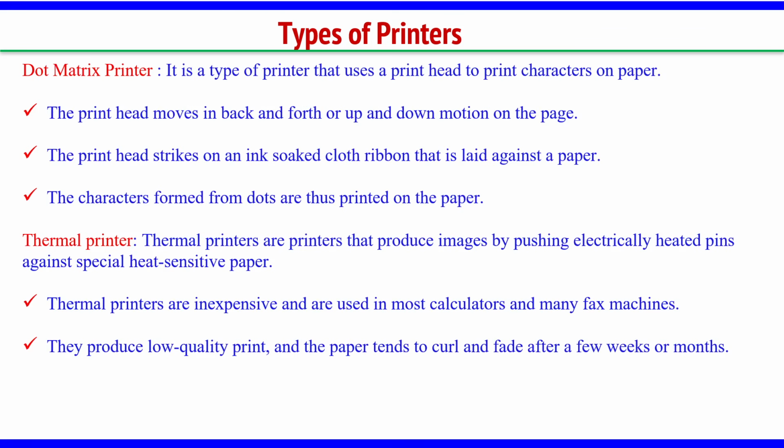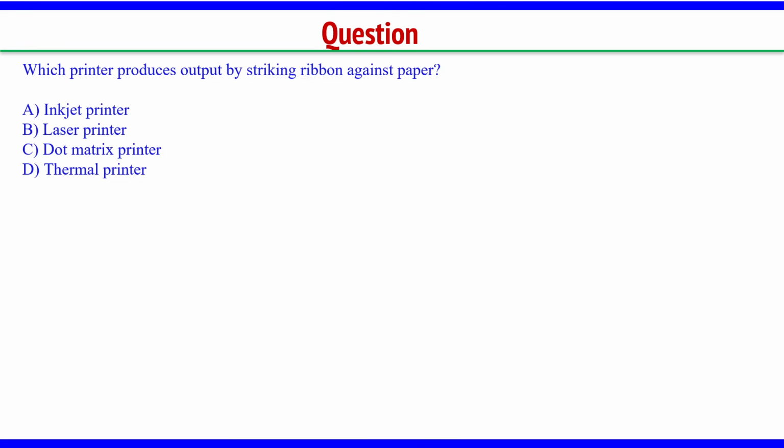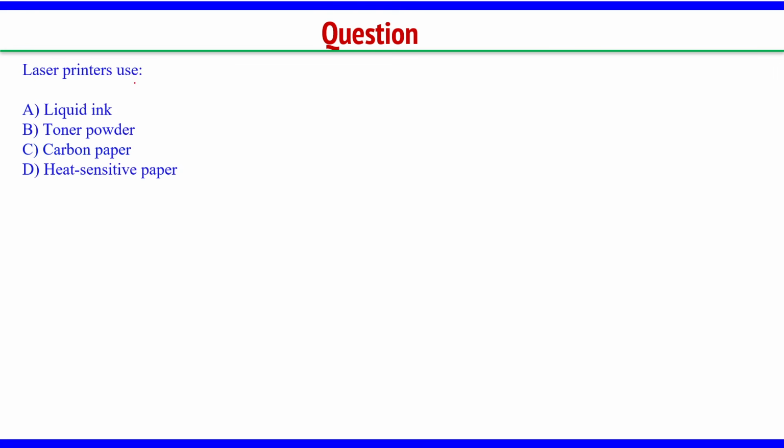Why? In a dot matrix printer, there is an ink soaked cloth ribbon that is laid against the paper. So when you talk about a ribbon, it is a dot matrix printer. Next, what do laser printers use: liquid ink, toner powder, carbon powder, or heat sensitive paper? The answer is toner powder. Whenever the printer does not print, we give it a new toner, which contains some powder. So laser printers use toner powder.